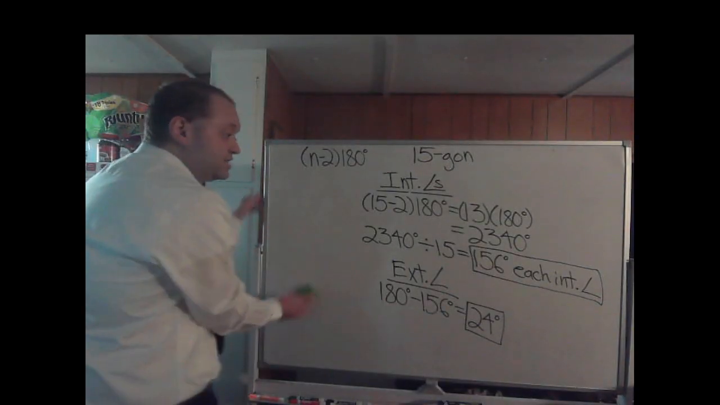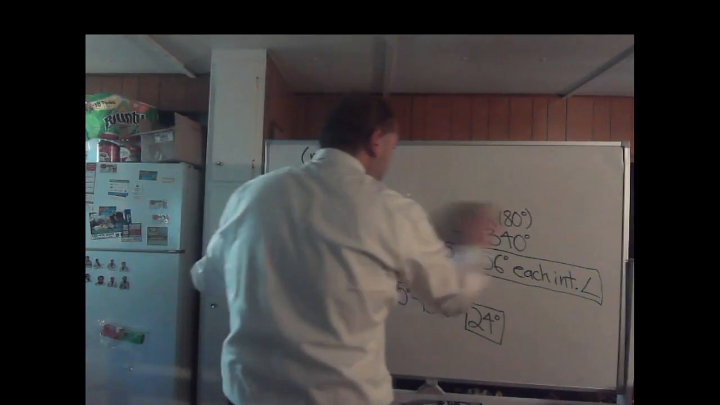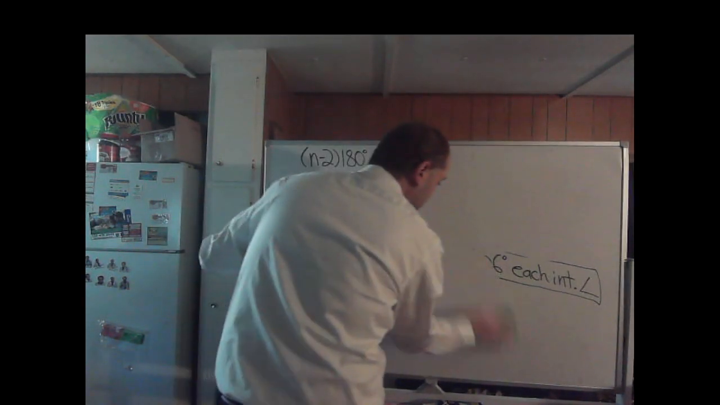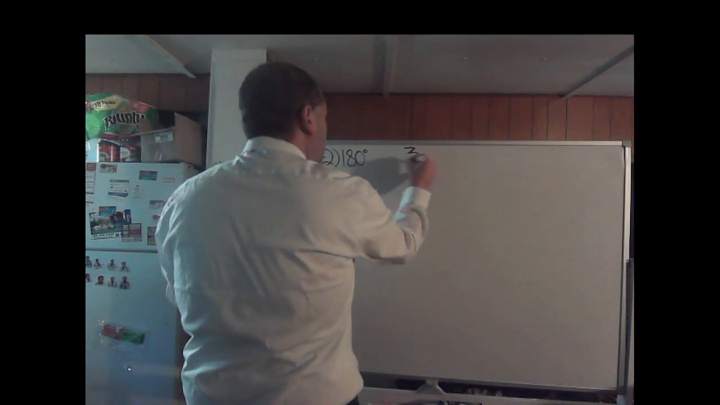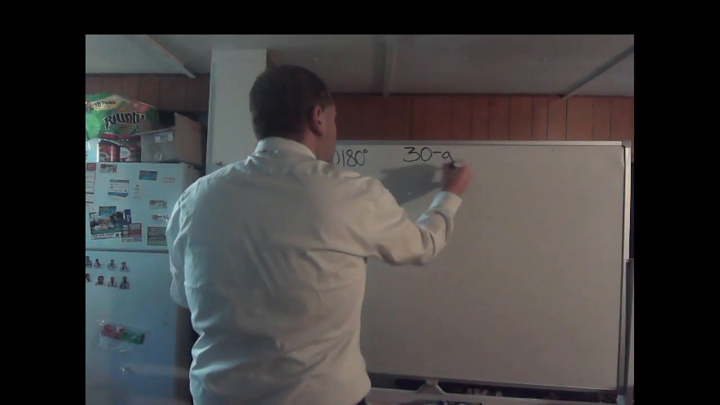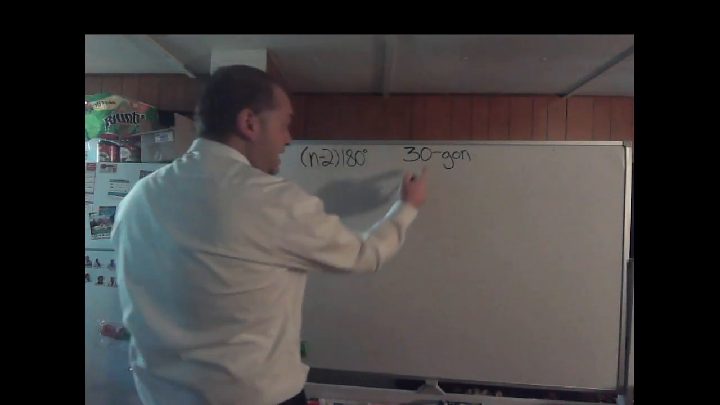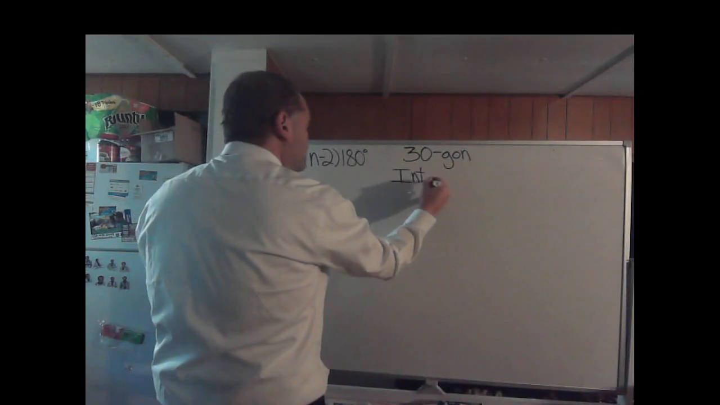So that's really not too bad either. Alright, what's the next one? I have 5 more left. Okay, so what about a 30-gon? This is a 30-gon, so that tells us we have 30 sides. Let's start with the sum of our interior angles.